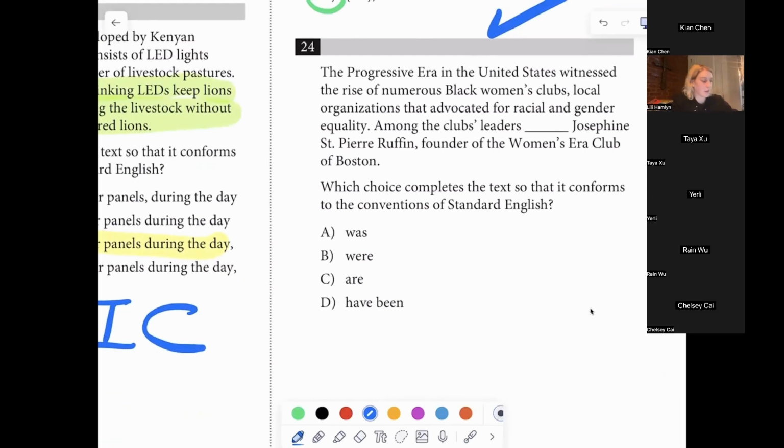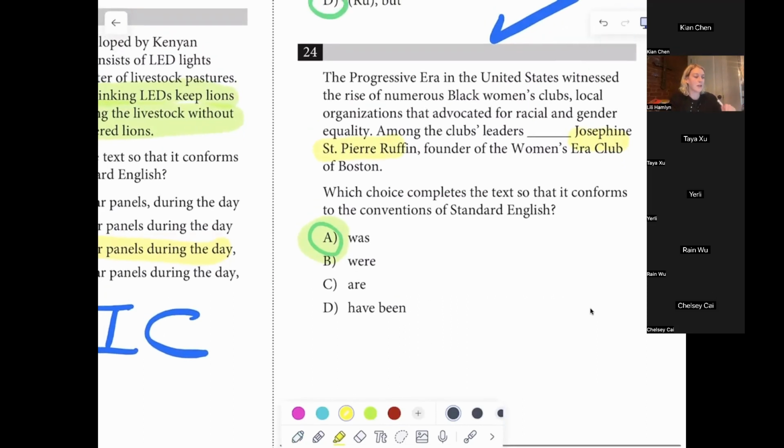Yeah, perfect. The subject, it's a subject-verb agreement one again. We want "was", it's the correct tense, sorry, and also the sort of subject the verb is agreeing with. It was the club's leader was, this is singular, Josephine St. Pierre Raffin. So was, is it? Because it's a subject-verb agreement.